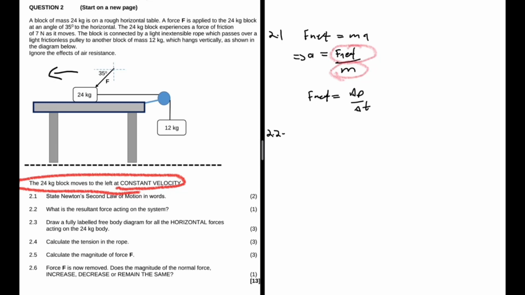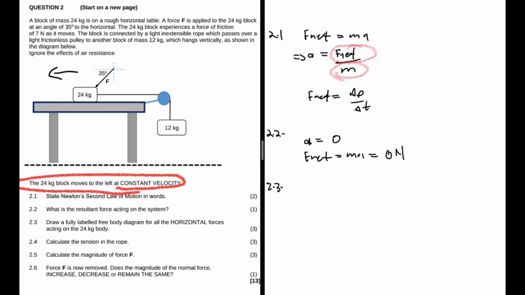Constant velocity implies that our acceleration is equal to 0. If acceleration is equal to 0 and F net is equal to ma, then F net is equal to 0 newtons. So for 2.2 we have 0 newtons. And now we can move to 2.3.